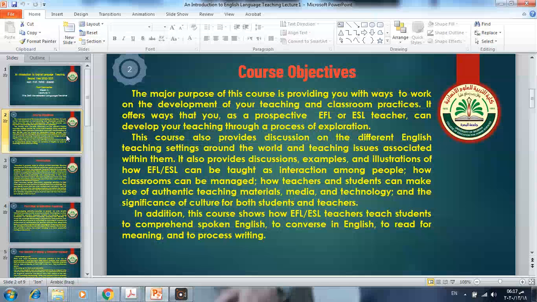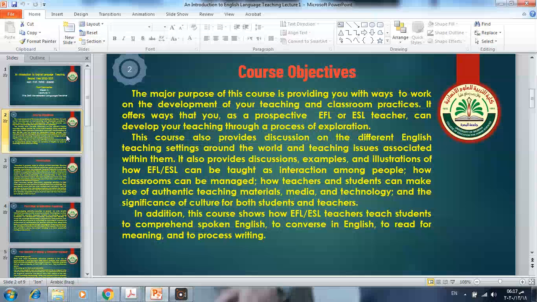The course also provides discussions, examples, and illustrations of how English foreign language and English second language teaching can be taught as interaction among people, how classrooms can be managed, how teachers and students can make use of authentic language materials like media and technology, and the significance of culture for both students and teachers.